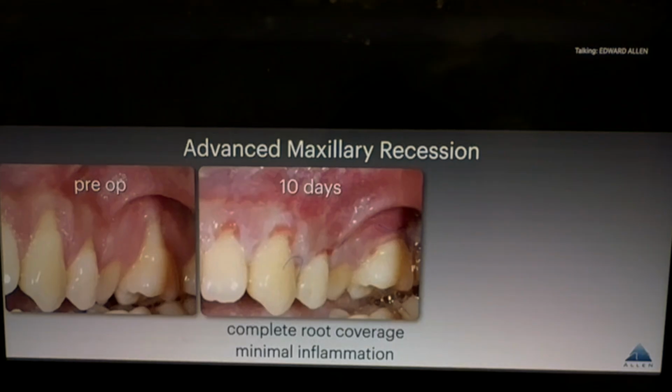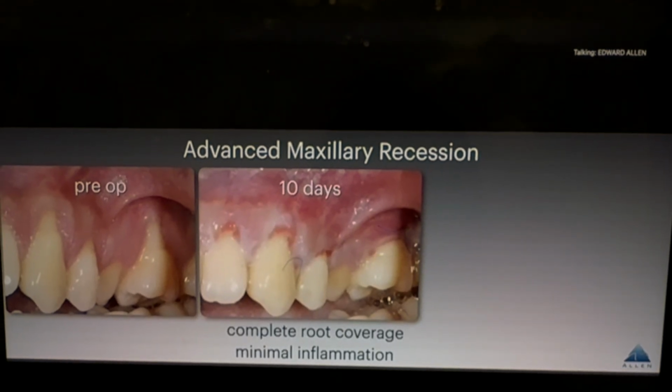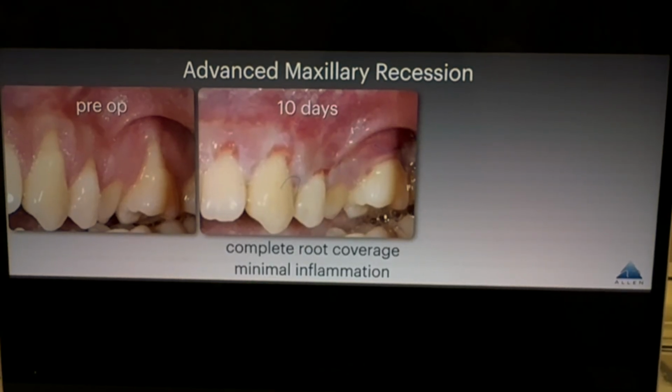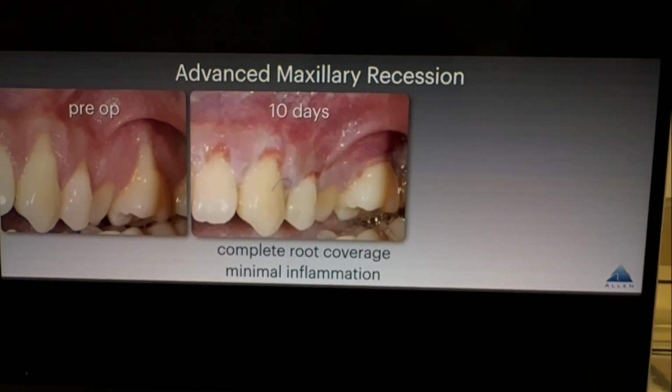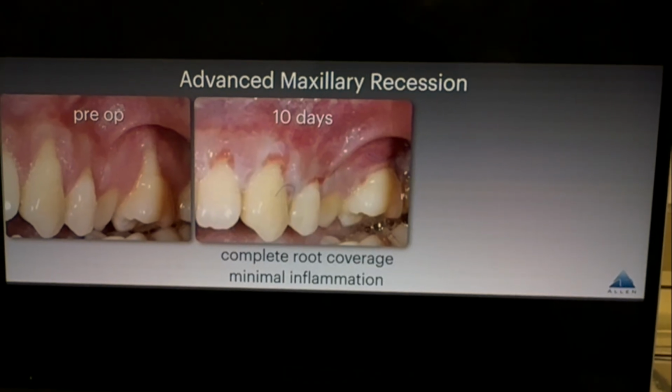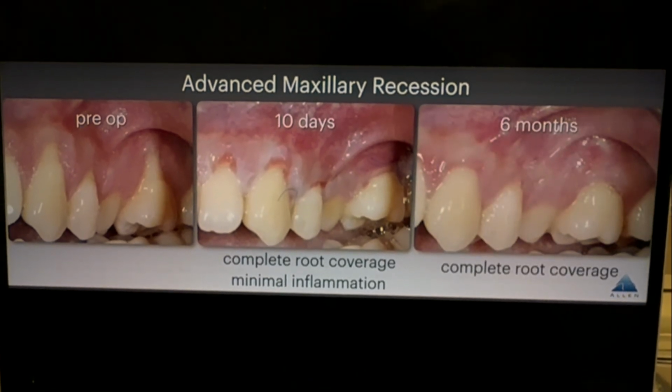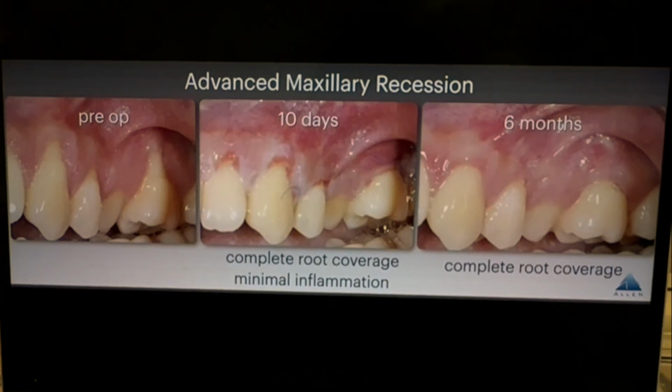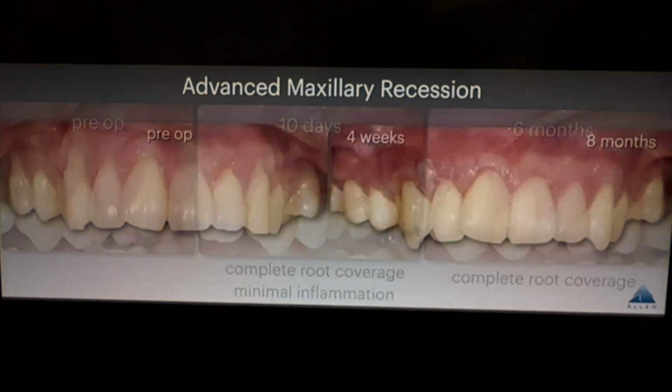So 10 days post-surgical, you see complete root coverage with minimal inflammation. And it's, I think, largely due to, of course, partly the technique, but largely due to the PDGF-BB. Been very impressed with it. And a 6-month outcome with complete root coverage.